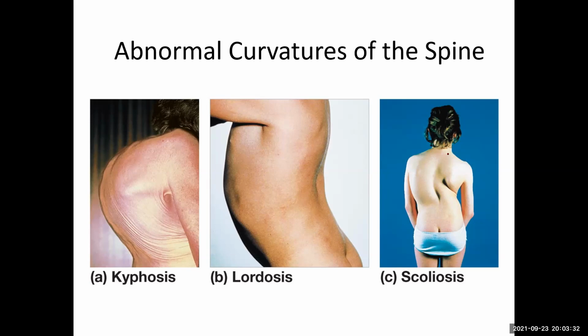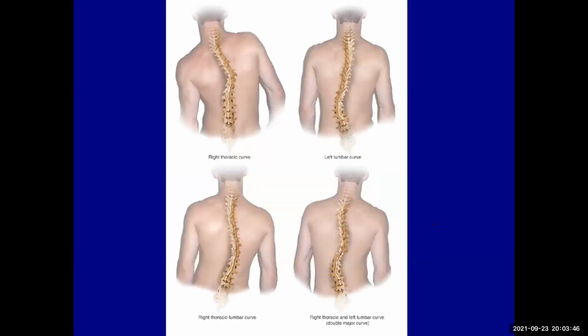So you can see with this person here, they have what's known as an S curve. It goes back and forth like that, like an S. You can have a C-shaped curvature and you have just one big curve going to the side. You can have a double S curve. Here's the different types of scoliosis that you can have. So it varies, and it can also vary in which division of the spine that you're looking at.